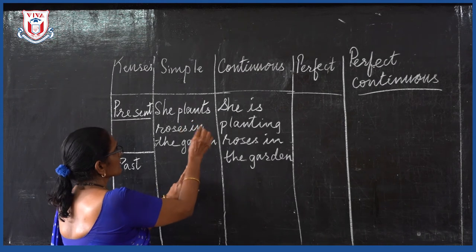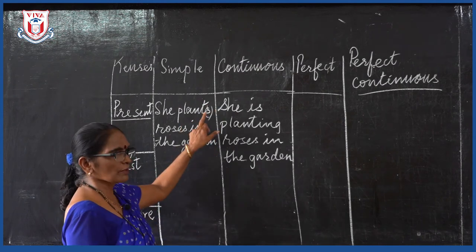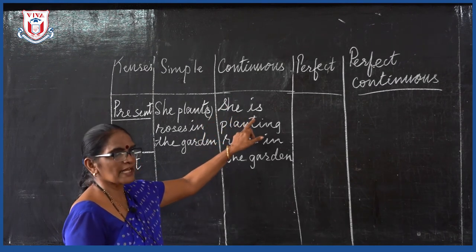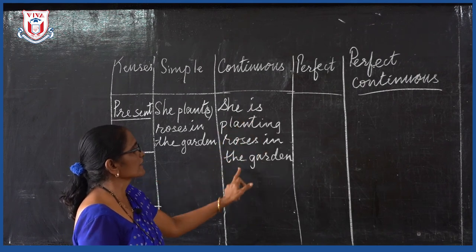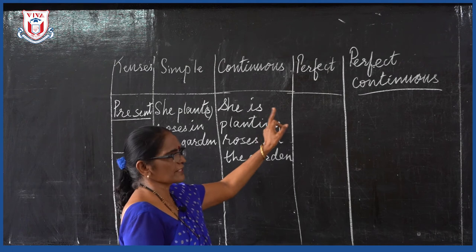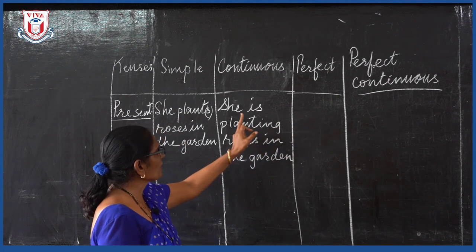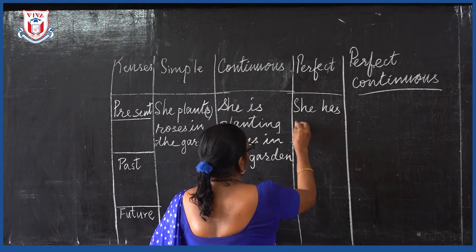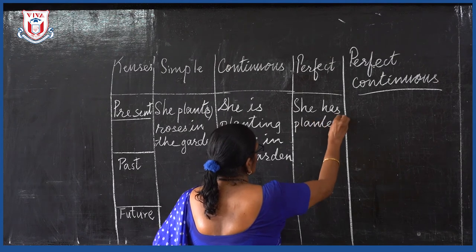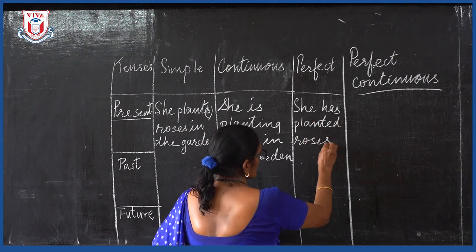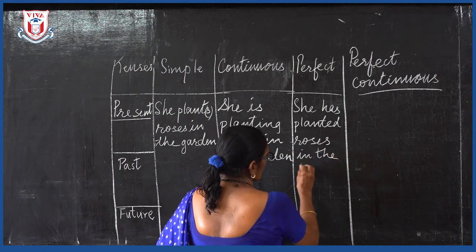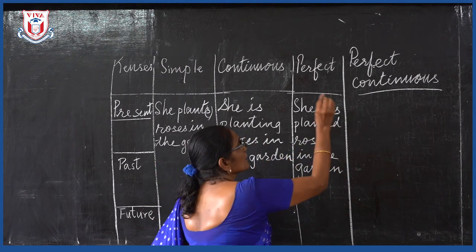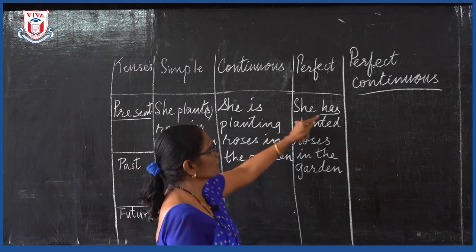See, I told you this s, plants, this is a verb and this verb is having an s. When you have s in the continuous tense, you have to see that it is written as is. She is planting roses in the garden. Now how will I change this same sentence into the perfect tense? She has planted roses in the garden. So what am I using here? I am using the word has, present, because it is in the present perfect tense.